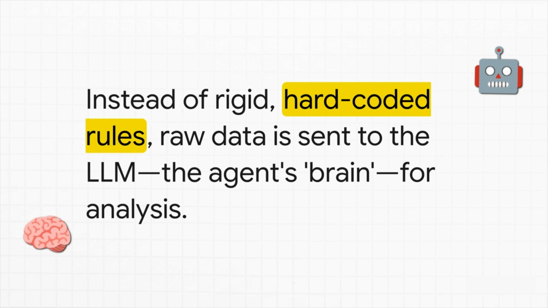Instead of trying to write a million if-this-then-that rules, which is just a nightmare to maintain, we do something way, way smarter. We just grab all that raw data from the scan, bundle it up, and hand it over to the AI. This is the agent's brain, and we're letting it do the heavy lifting.